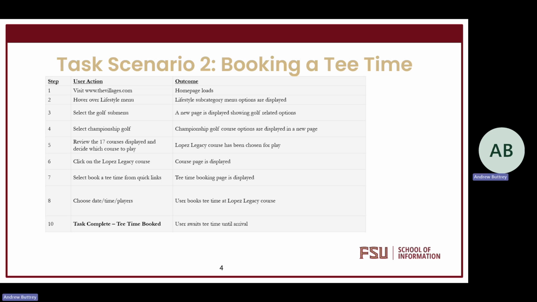They review the 17 courses and decide they would like to play the Lopez Legacy course. Once selecting the Lopez Legacy course, the course page is then displayed. From here, they will select Book a Tee Time from the quick links, and the tee time booking page is displayed. The user will then input the date they want to play, the time they want to play, and how many players will be in their group. Once this is complete, they finish the task by booking the tee time.